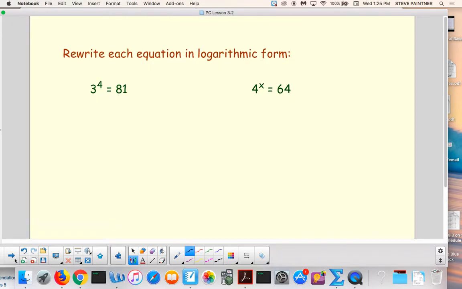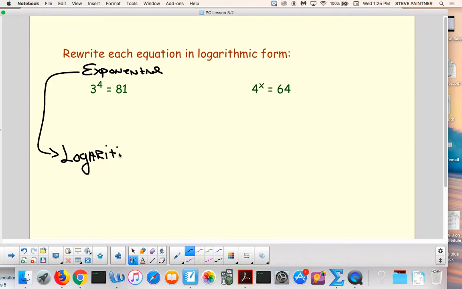Do it again. Except this time, I'm giving you an exponential equation. Change it to logarithmic. You need the word log in your equation, just so you know.